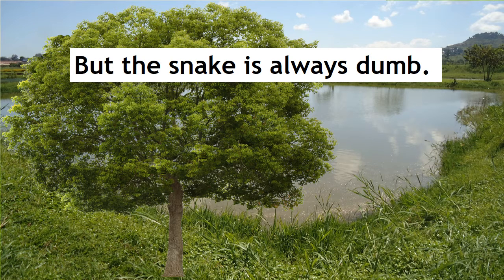But the snake is always dumb. How is the snake? He's always dumb. Dumb means he is not knowing anything, how the other animals are enjoying their life, how they are having fun. And secondly, he is not able to speak anything. Dumb means who is not able to speak anything or who is not knowing anything. How did he used to do his work? He used to do his work silently, without speaking anything, like a dumb.